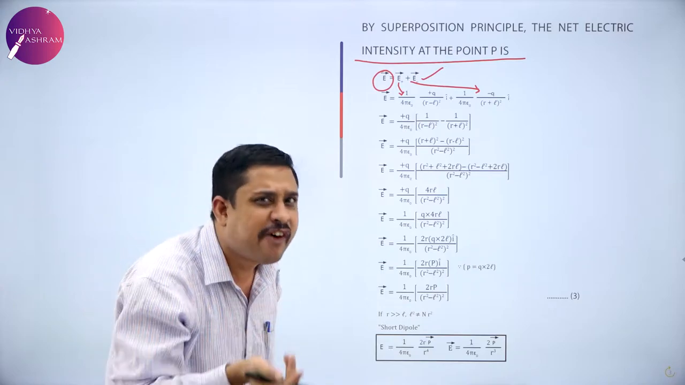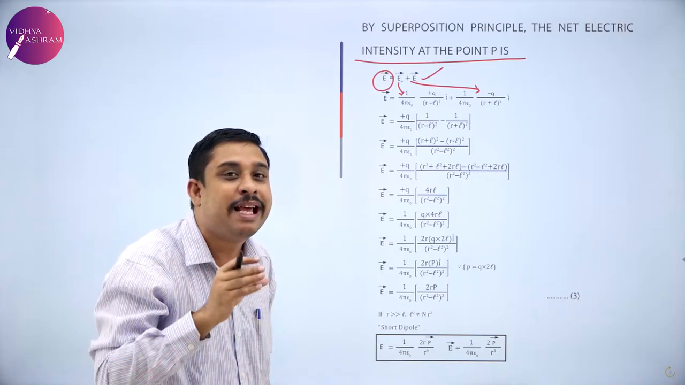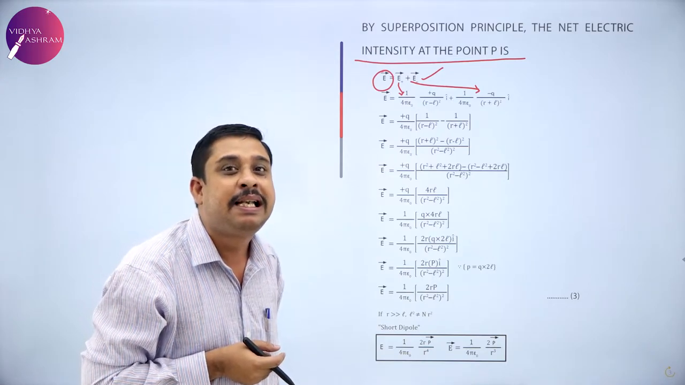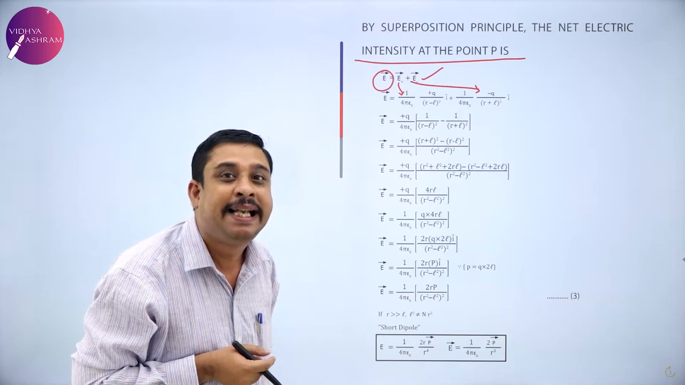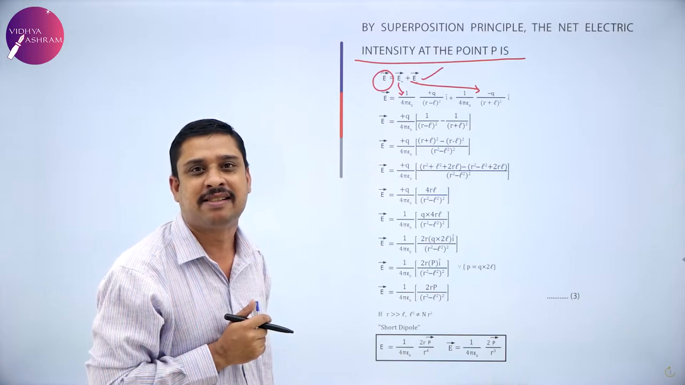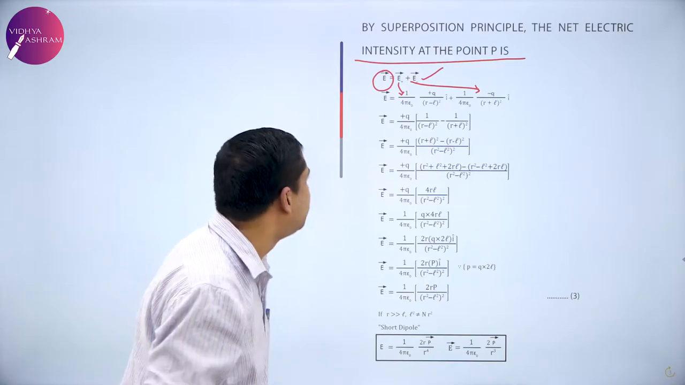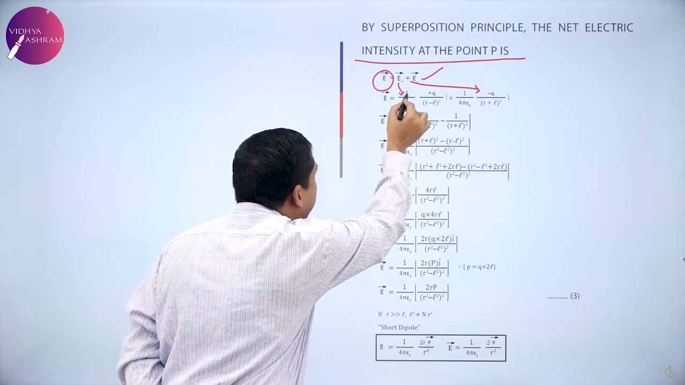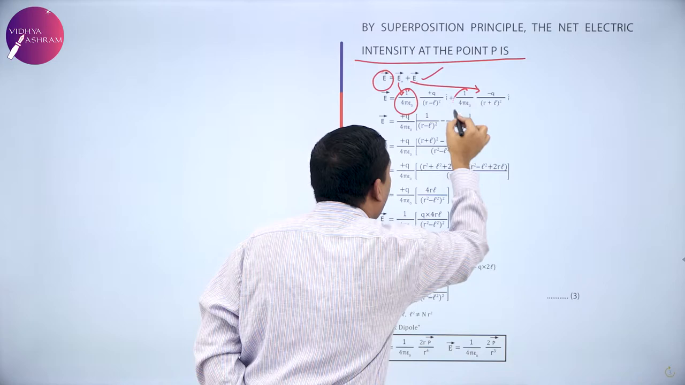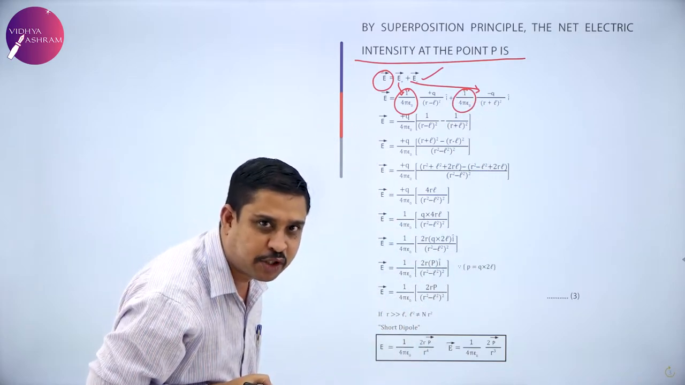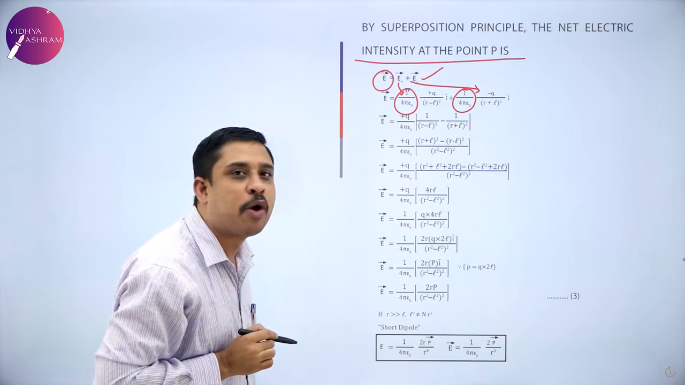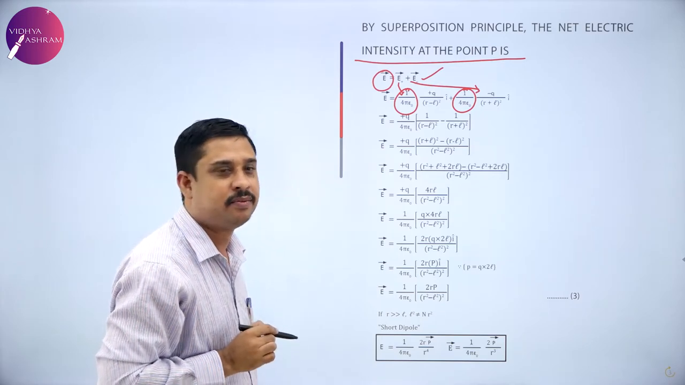How can I simplify my equation further? I will take out the terms which are common in both expressions. Which are the terms which are common? 1 by 4 pi epsilon naught is here, here also 1 by 4 pi epsilon naught. So I have taken out 1 by 4 pi epsilon naught.